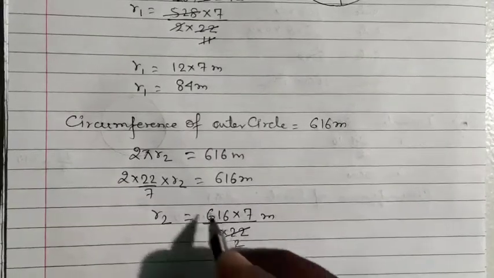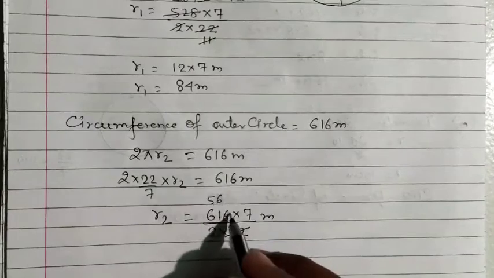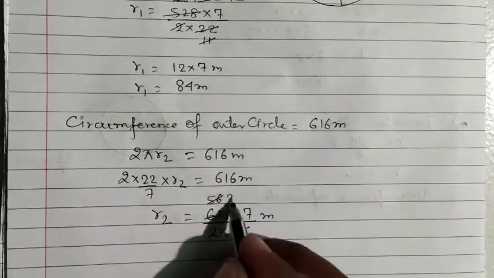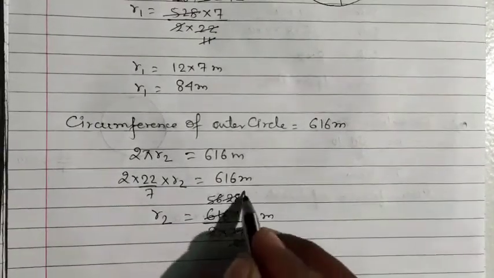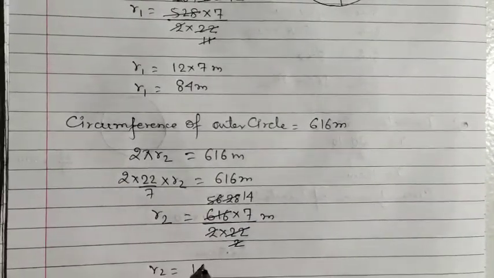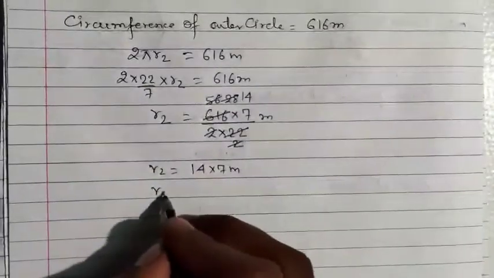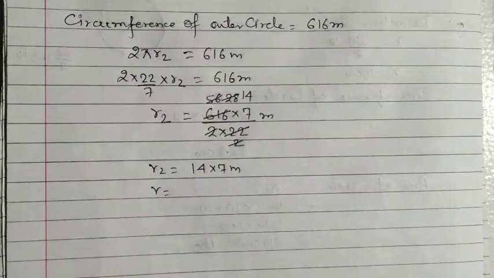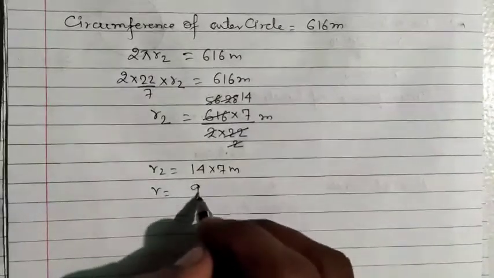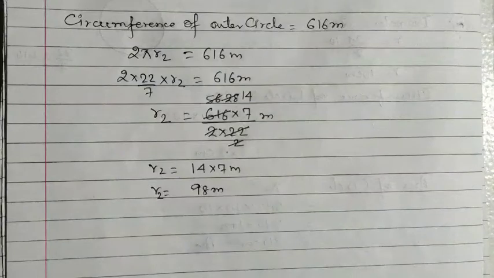11 2s are 22, 11 5s are 55, carry 6, 6 6s are 66, 11 6s are 66. So R2 is equal to 14 into 7 meter. Now we will multiply it. 14 7s are 98. It is 98 meter. Now the value of R2 we have got is 98 meter.